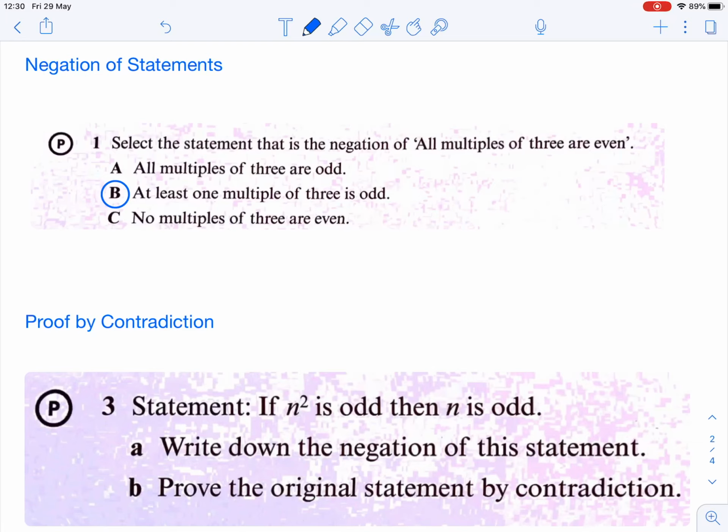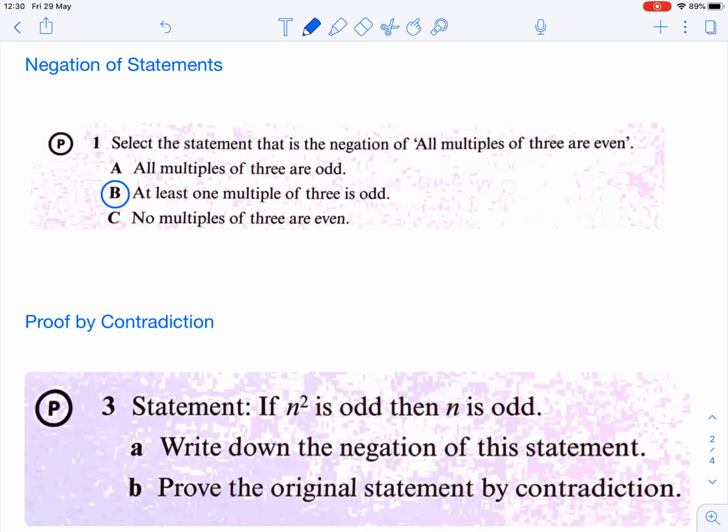We don't need to say all multiples of 3 are odd, because indeed they're not. Some of them would be even numbers if we looked at 2 3s are 6, and that would also do for the bottom one. No multiples of 3 are even, 2 3s are 6 again. So the one that negates all multiples of 3 are even is at least one multiple of 3 is odd.